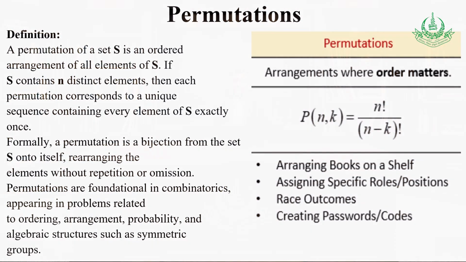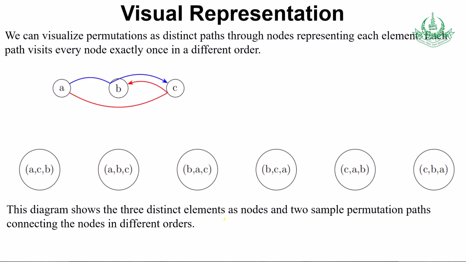So that is permutation. They can be used for arranging books on a shelf, assigning special roles or positions, race outcomes, as well as creating passwords and codes. Now you can visualize a permutation as a distinct path through nodes representing each element. Each path visits every node exactly once in a different order.